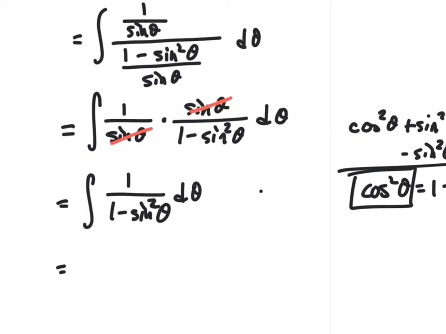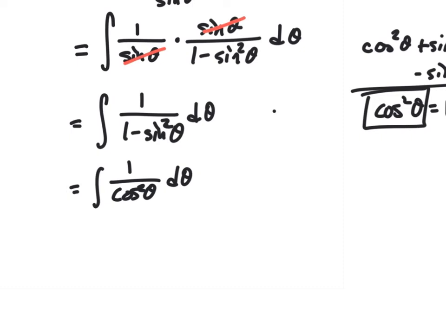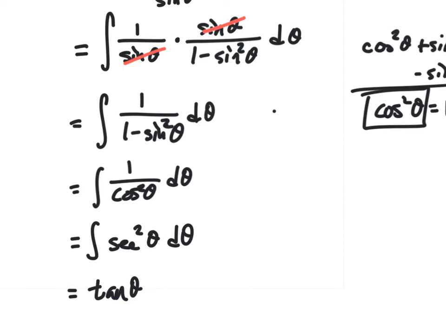This gives me the integral of 1 over cosine squared theta d theta. And when I have cosine in my denominator with a 1 over the top, I can just rewrite that as secant squared theta d theta. Okay, a lot of work to get to that. However, now I can take the antiderivative, okay? The antiderivative of secant squared theta is just tangent of theta plus c, and that's my antiderivative, okay? And you can check this by taking the derivative of tangent theta, okay?